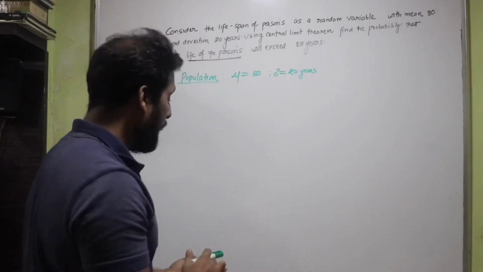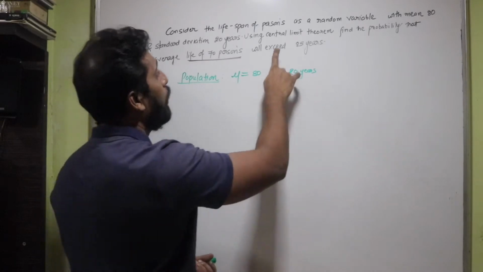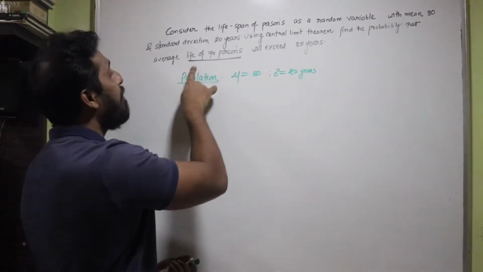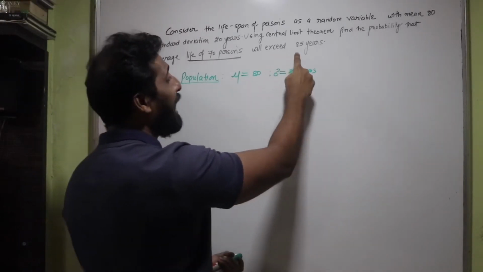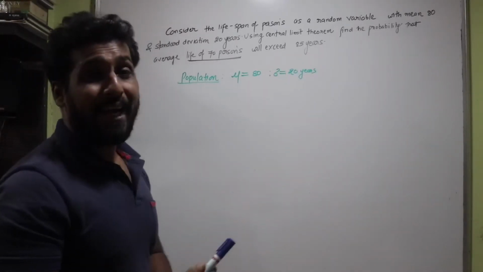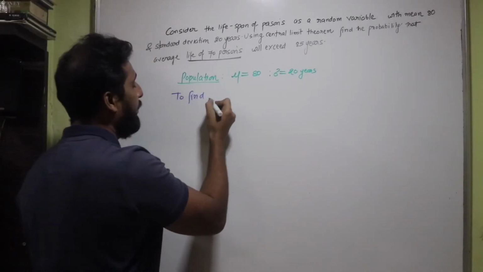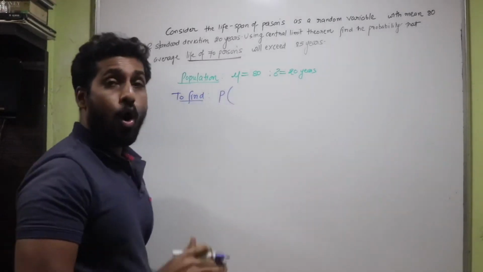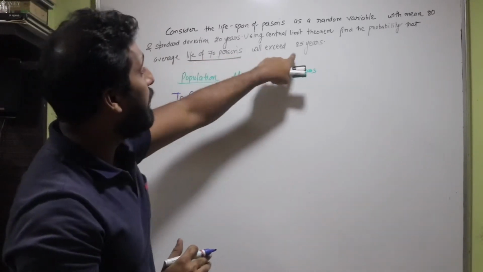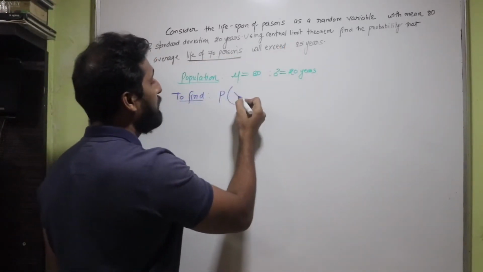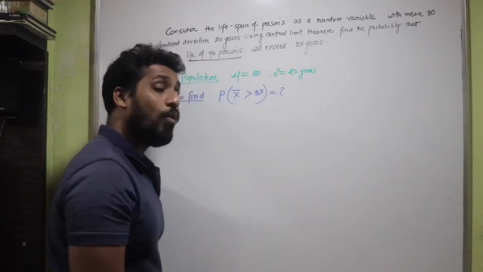Now let's proceed ahead. We need to find the probability that the average life of 70 persons should exceed 85 years. Now try and understand what the question is demanding. The question is asking us to find the probability that the average life exceeds 85 years. So I can say X bar should be greater than 85 years. This is what the question asks.